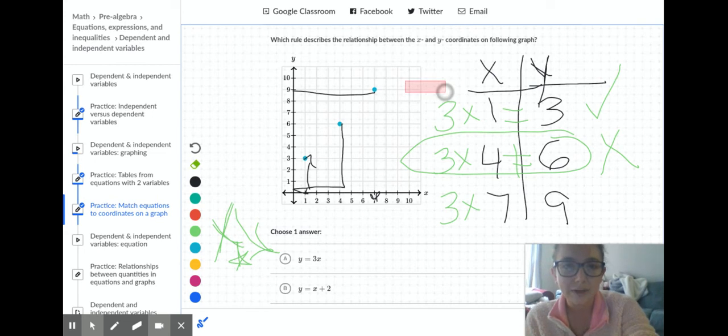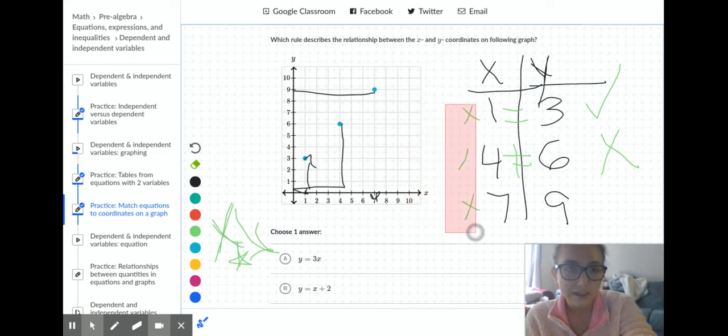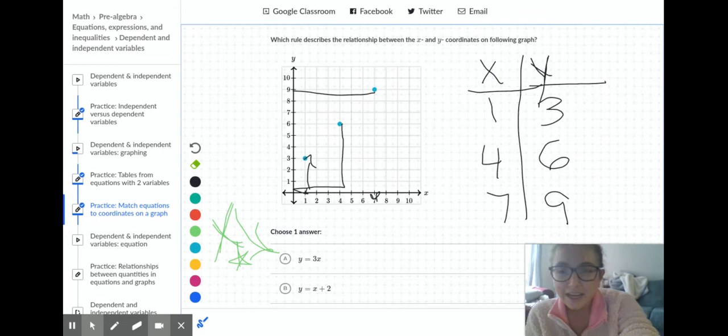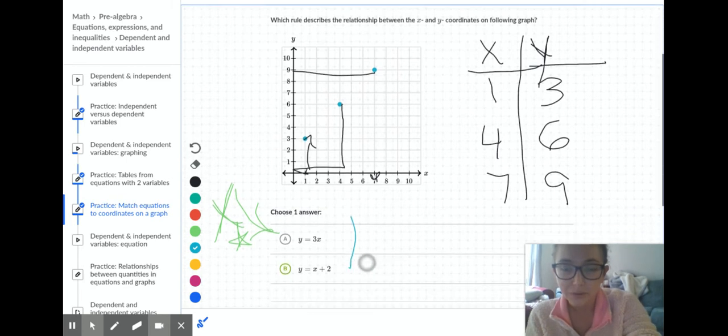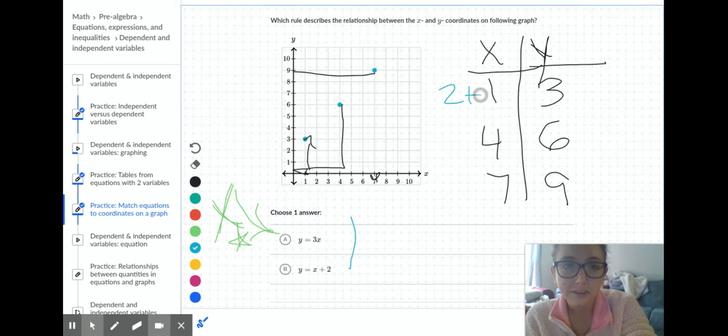Let's try the second one and see if that one works, though. Let's see. This eraser is a little funny sometimes. In my second rule, I see that y is equal to x plus 2. So what I need to do here is add 2 to my x values. So I'm going to say 2 plus 1, 2 plus 4, 2 plus 7. And we'll have to see if they're equal.